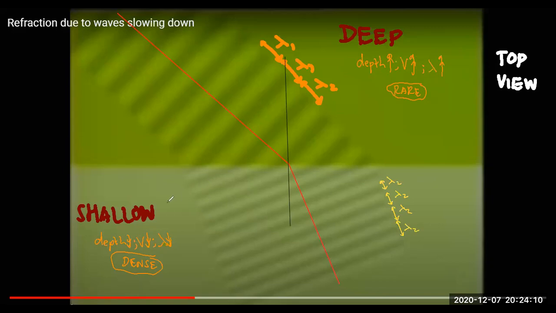And we know when a ray or wave travels from a rarer medium to a denser medium, it will refract towards the normal. And that's what has happened here. So let's remember like this. Deep region means rarer medium. Shallow region is denser medium. So at the deep region, the angle created to the normal will be larger, and in the shallow region, the angle created to the normal will be less.